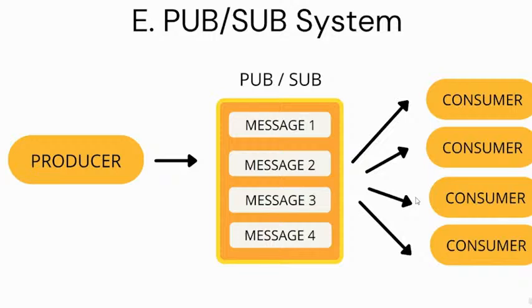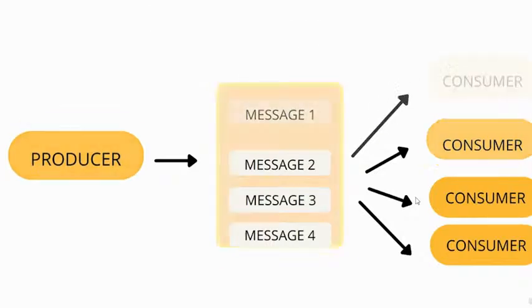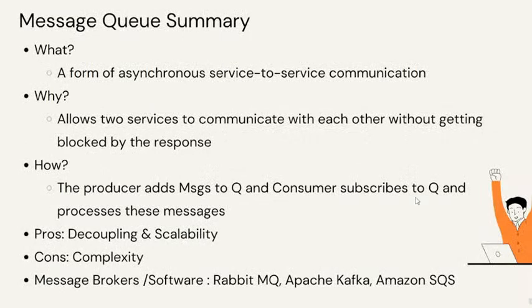Now let's summarize what we have learned so far. We learned first, what is a message queue? A message queue is a form of asynchronous service-to-service communication. It decouples the functionality of one service from another. Why do we need a message queue? We need a message queue because it allows two services to communicate with each other without getting blocked by the response.